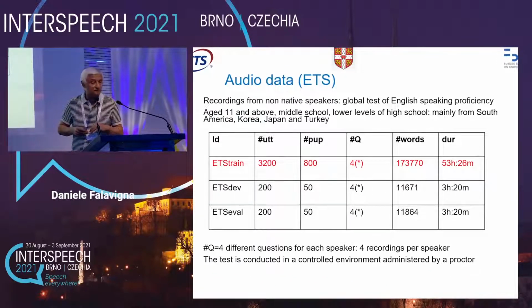This dataset is interesting because the recordings come from non-native speakers taking a global test of English speaking proficiency. Speakers are students aged above 11 years, coming from middle school and lower levels of high school. And interesting is that these speakers have different L1 languages. So they come from South America, Korea, Japan, Turkey, mainly.